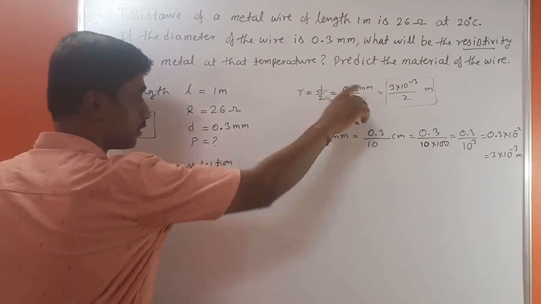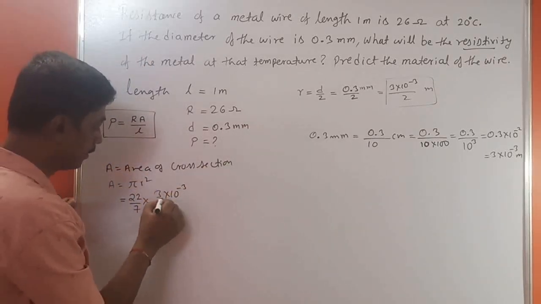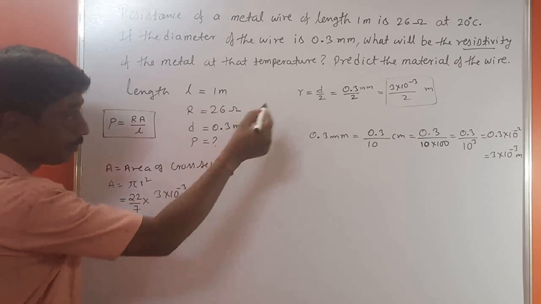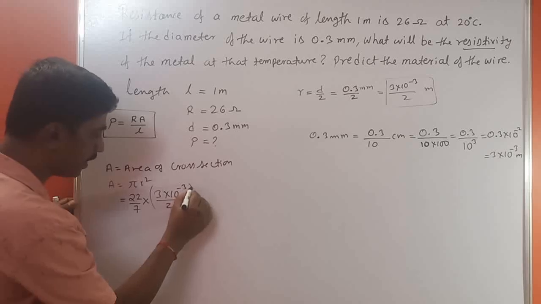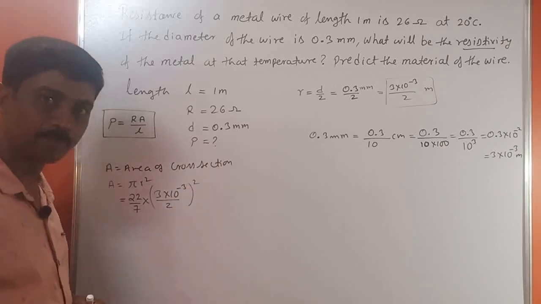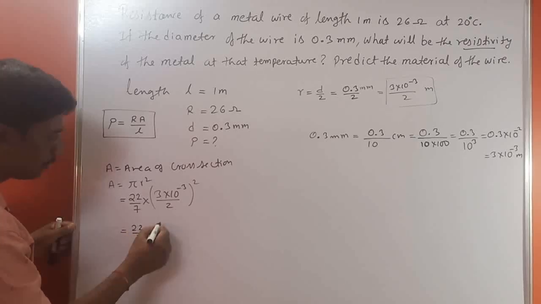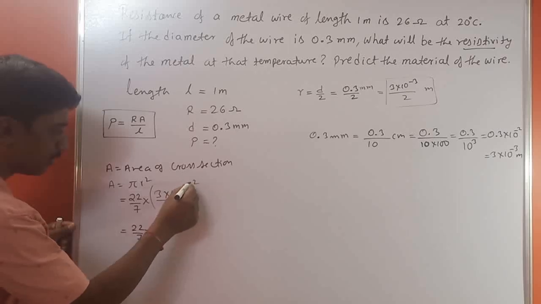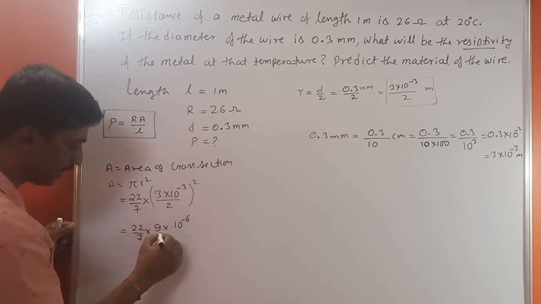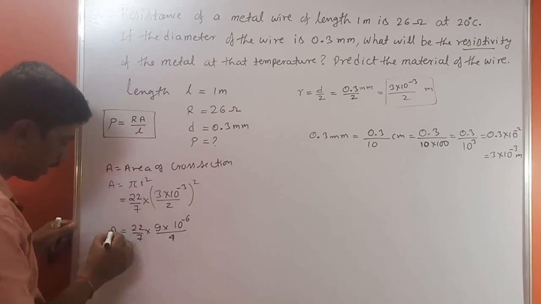So what is the radius? 3 into 10 to the power of minus 3 by 2, the whole square. You have their square. And if you further simplify it, you get 22 by 7 into 3 square is 9, 10 to the power of minus 3 square becomes 10 to the power of minus 6, by 2 square, that is 4. And this is the area of cross section.